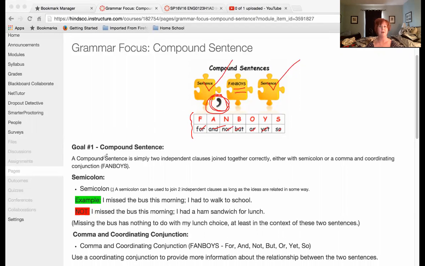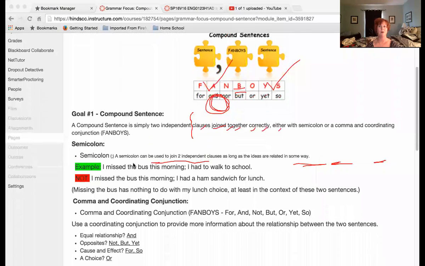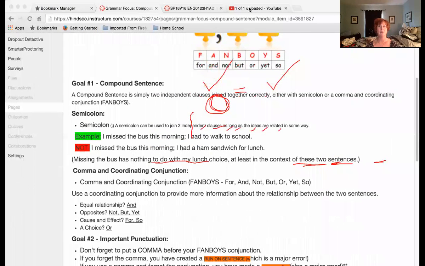So what makes a compound sentence? Well, a compound sentence is simply two independent clauses joined together correctly, either with a semicolon or a comma and a coordinating conjunction. So I'm going to take this off for a minute because I need to close this out to be able to scroll up, and I need to erase my annotation there. So clear all drawings, please.